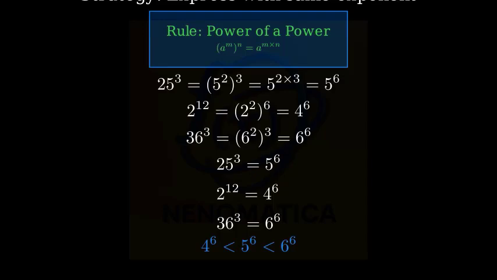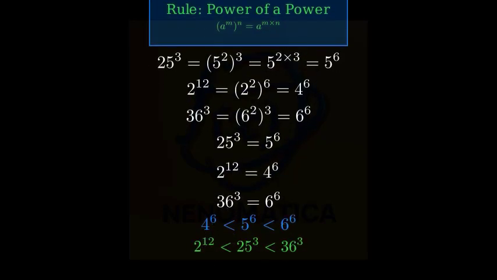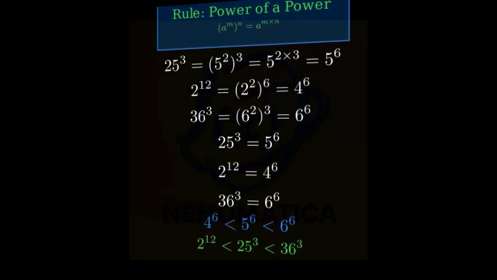Since all have the same exponent, we only need to compare the bases. Since 4 is less than 5, and 5 is less than 6, we can conclude that 4 to the 6th is less than 5 to the 6th, which is less than 6 to the 6th. Translating this back to our original expressions, we can say that 2 to the 12th is less than 25 cubed, which is less than 36 cubed. So our final answer is 2 to the 12th is less than 25 cubed, which is less than 36 cubed.